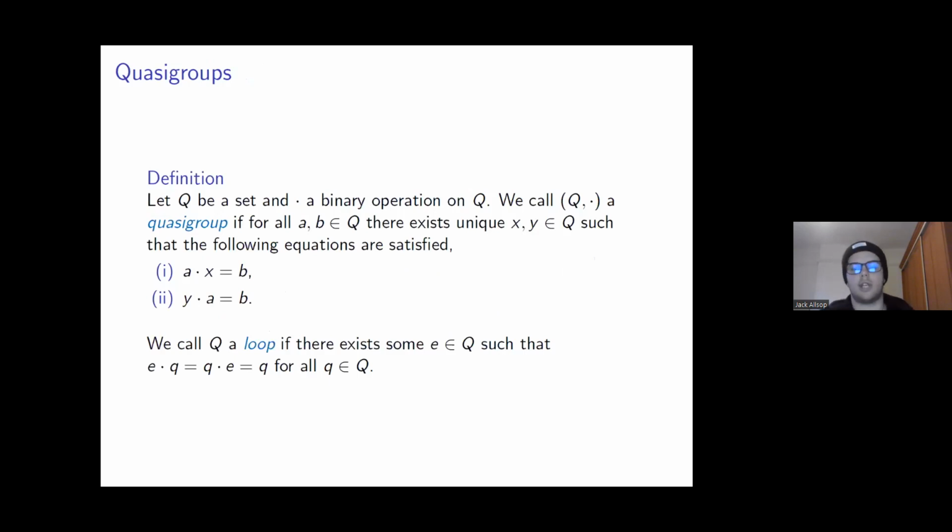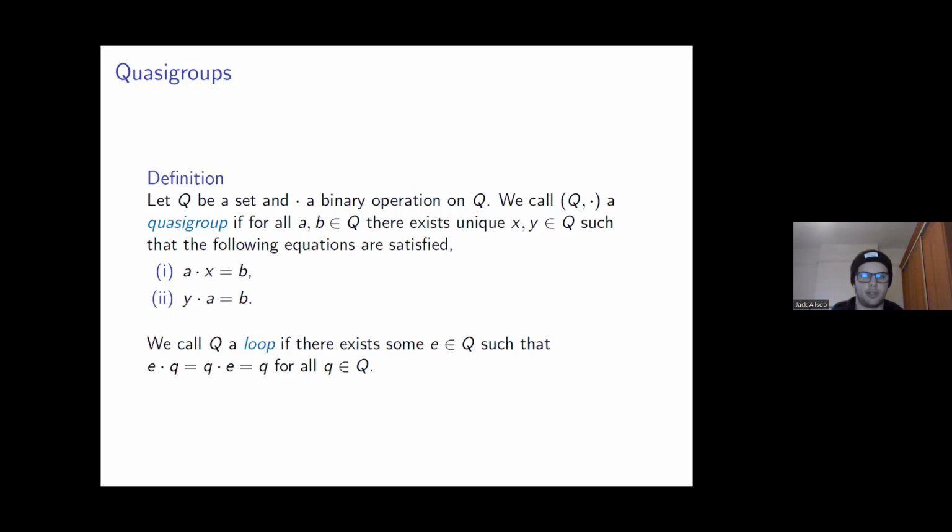So we were able to use our Latin squares to solve a problem on quasi-group varieties stated by Falconer. But before I can state that problem, I'll have to go through a bunch of definitions. So let Q be a set with a binary operation. Then we call this pair a quasi-group if for all A, B in Q, there exist unique X, Y in Q such that equations 1 and 2 on the slide are satisfied. And then we call Q a loop if there exists some element of Q which acts like an identity.